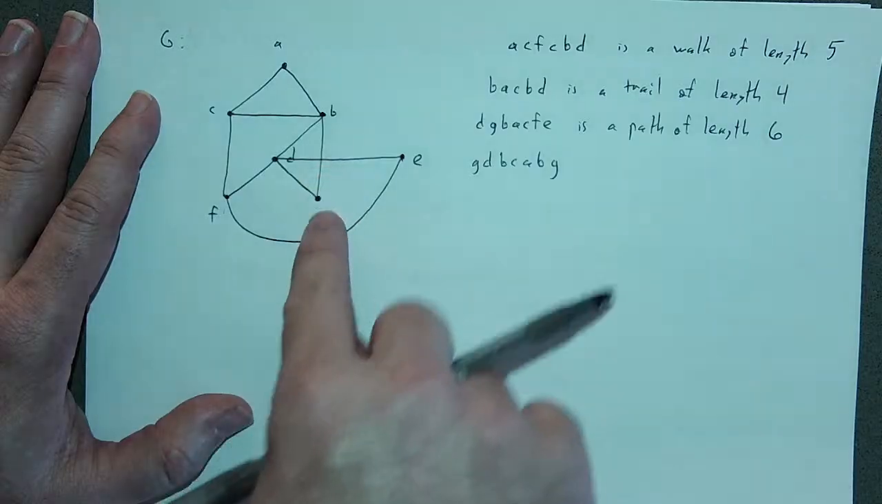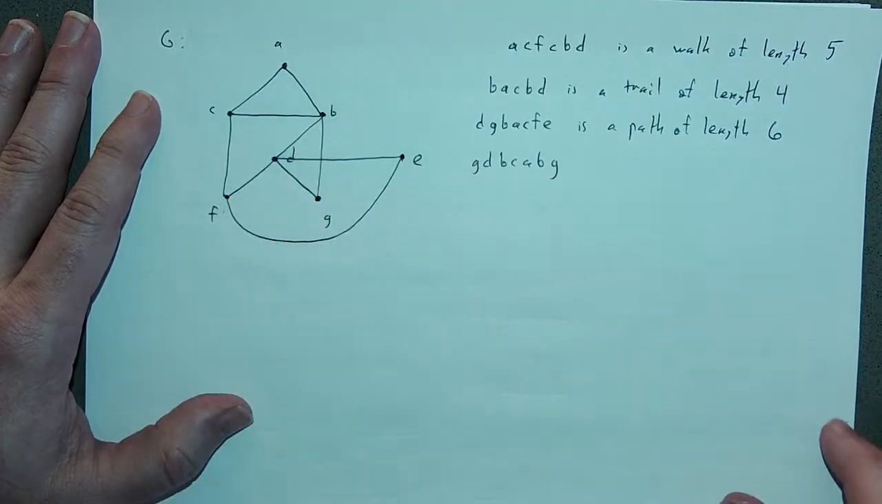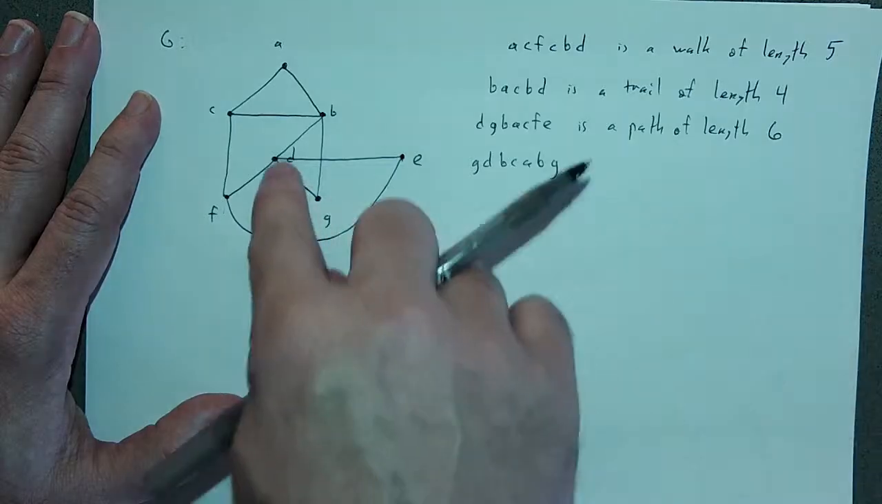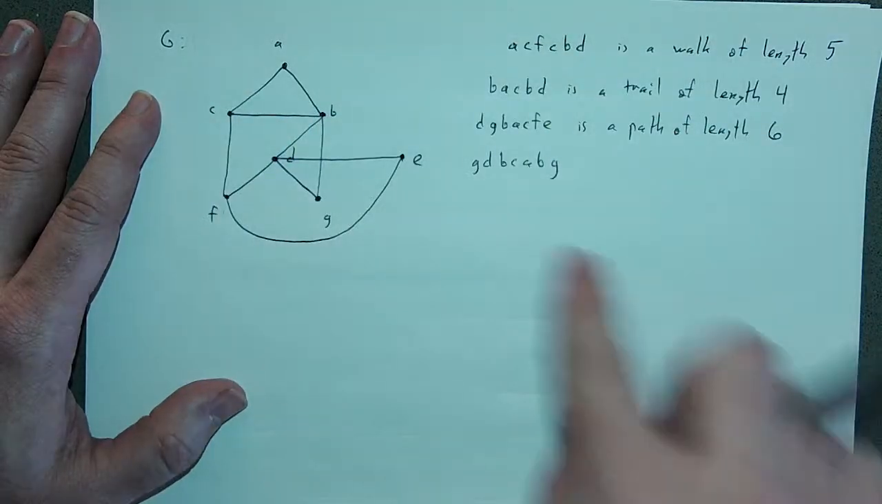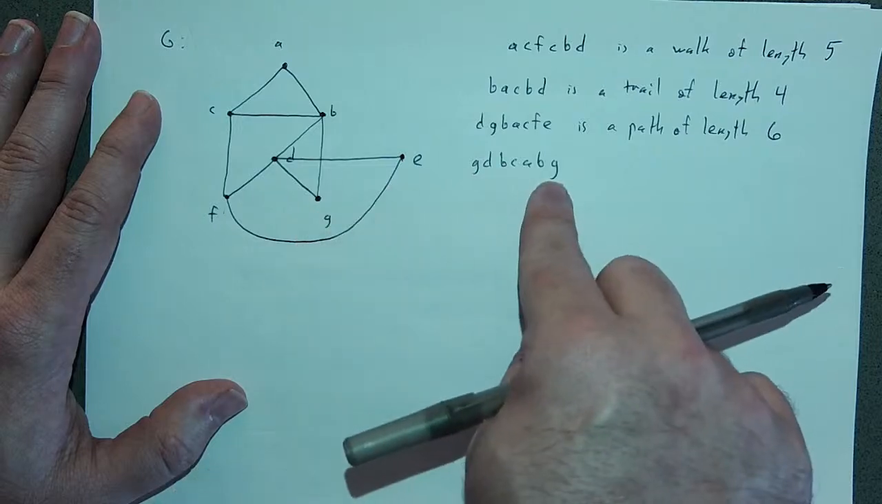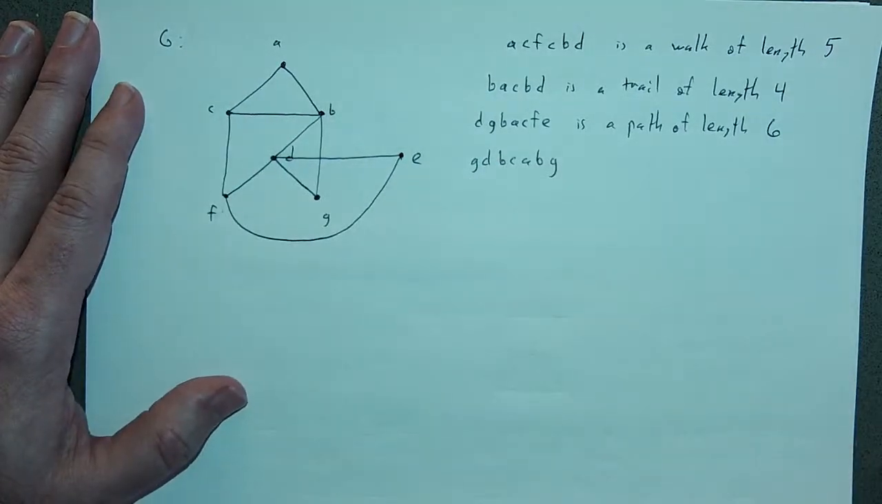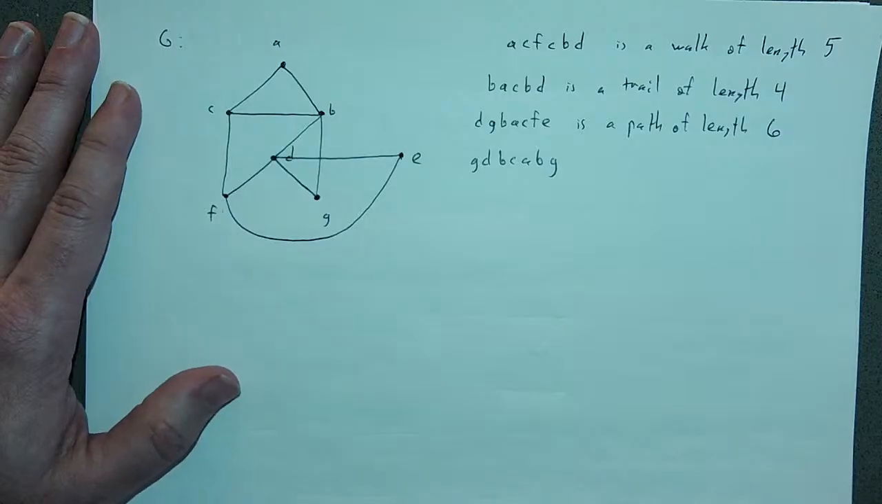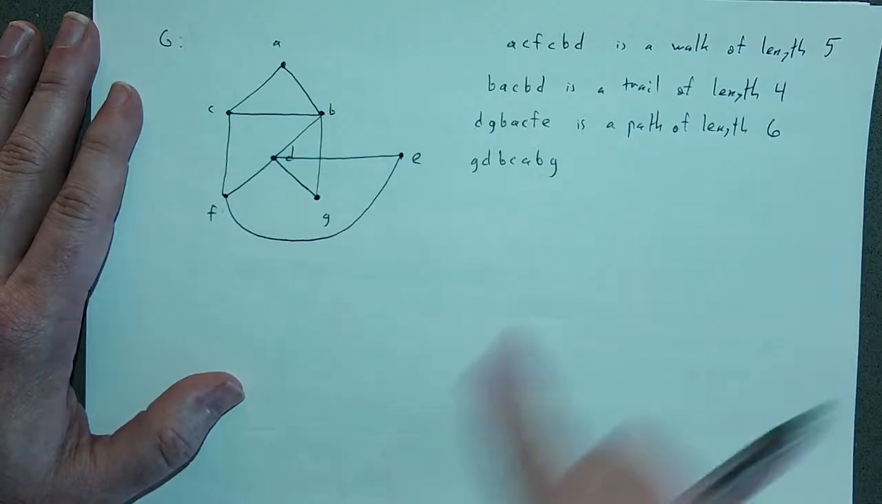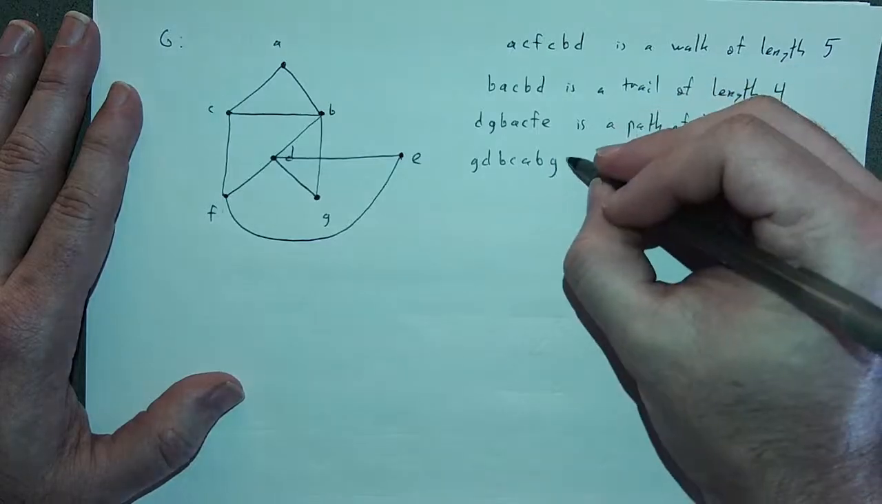It is a trail that begins and ends at the same point. It's a trail, of course, because none of those edges were repeating, right? There are repeating vertices. It even starts and ends at the same vertex here. But all of those edges were distinct. So this is a trail that begins and ends at the same vertex. So it is a circuit.